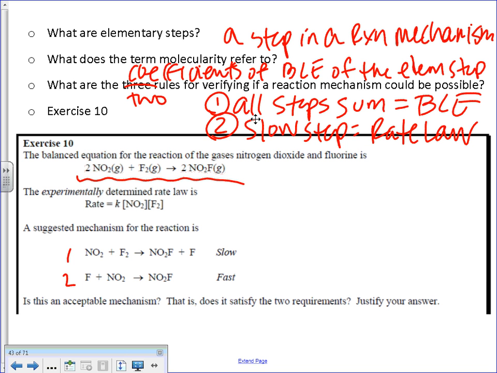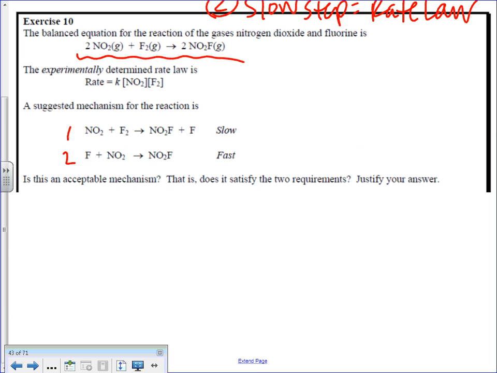So they're saying nitrogen dioxide collides with fluorine gas to make this thing and a single fluorine radical. They say that's the slow step. And then they say the fluorine radical combines again with nitrogen dioxide to make NO2F. Okay? And then they ask, is this mechanism viable? So what you would do is just add up these reactions.